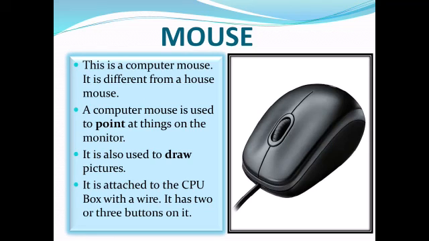It also helps in saving, copying, pasting or entering data. It is also used to draw pictures. You can also color your pictures using a mouse. It is attached to the CPU box with a wire. It has 2 or 3 buttons on it. By clicking on these buttons, we get various options to perform various tasks.